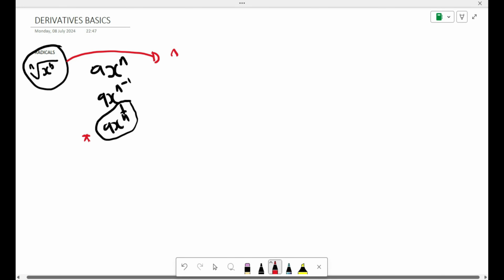So we have the nth root of x to the b. To start with, it will be x to the b first, and then to the 1 over nth power. This b is over 1, so we have x to the b over 1 times 1 over n, which is x to the b over n.